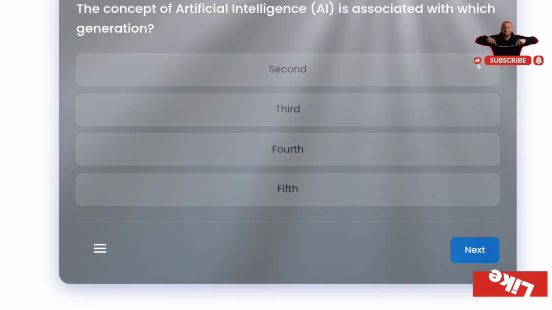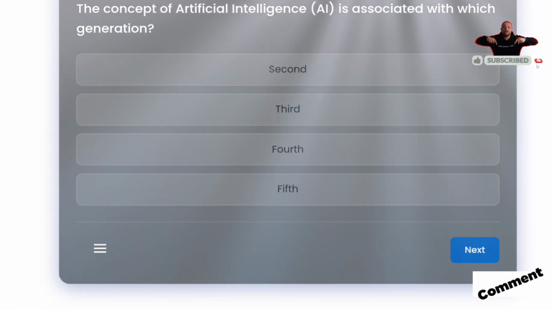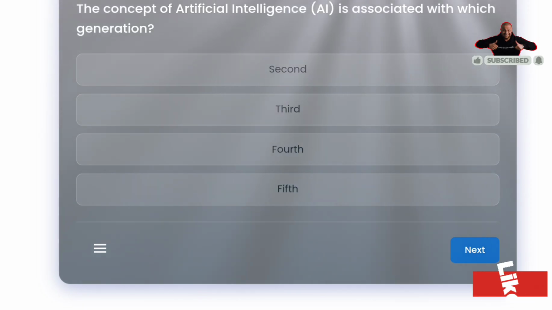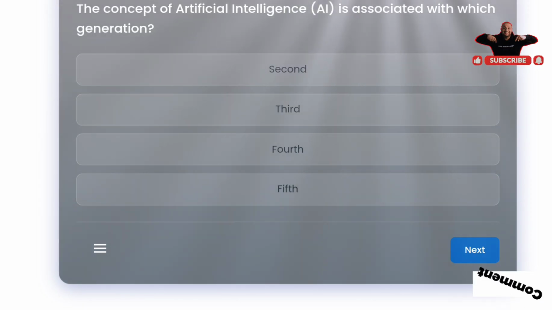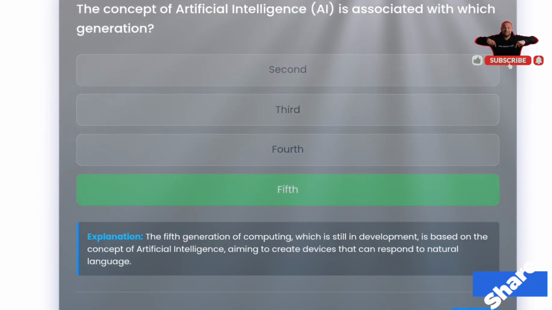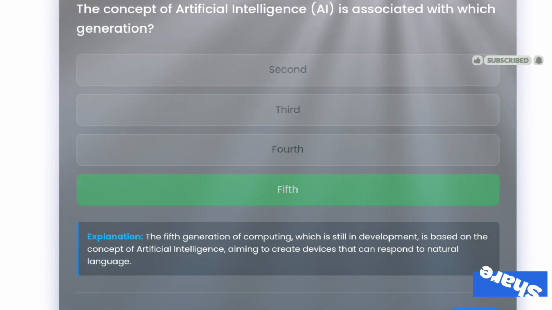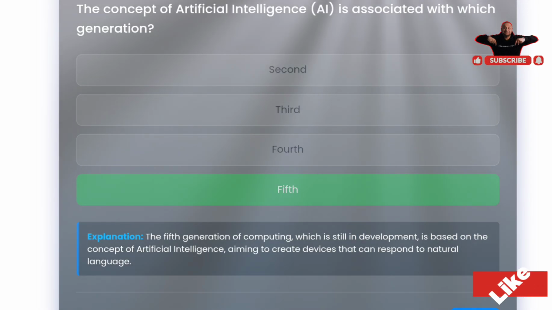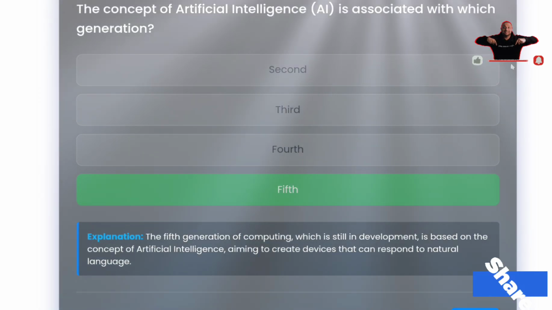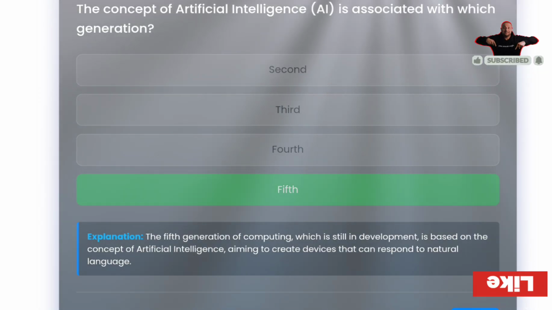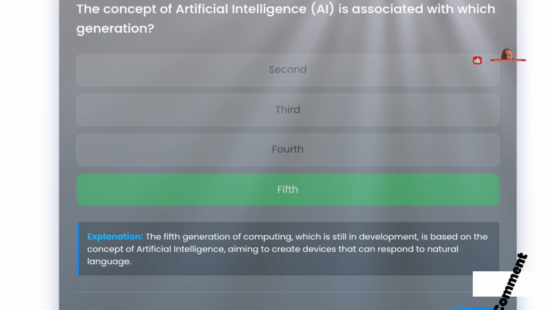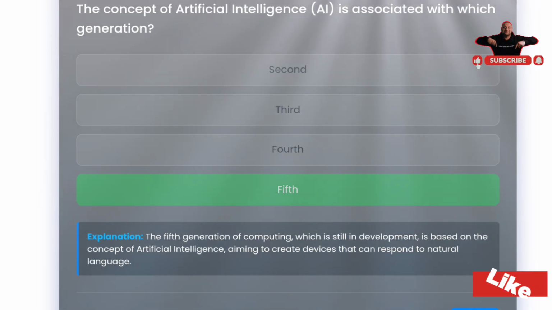Apple II. Okay. The concept of artificial intelligence (AI) is associated with which generation? That's fifth generation. The fifth generation of computing, which is still in development, is based on the concept of artificial intelligence, aiming to create devices that can respond to natural language. Okay.